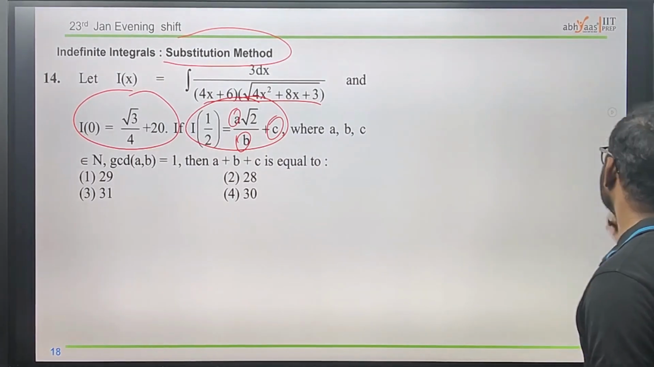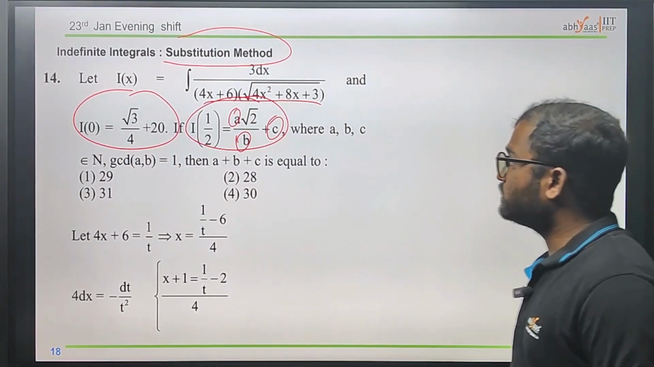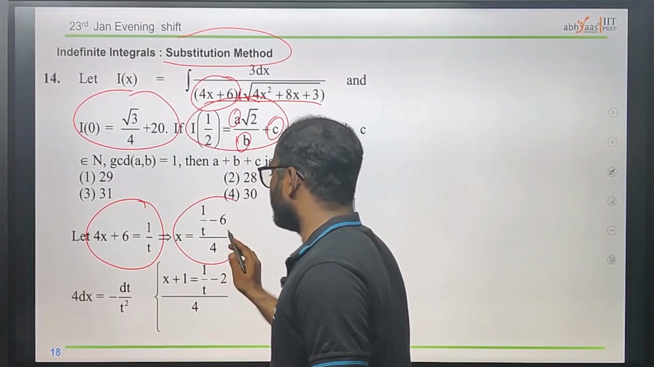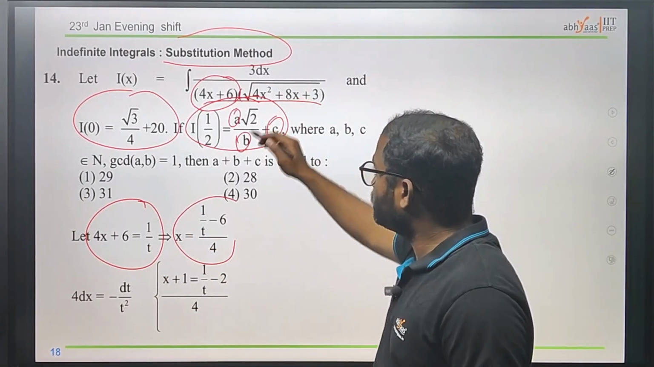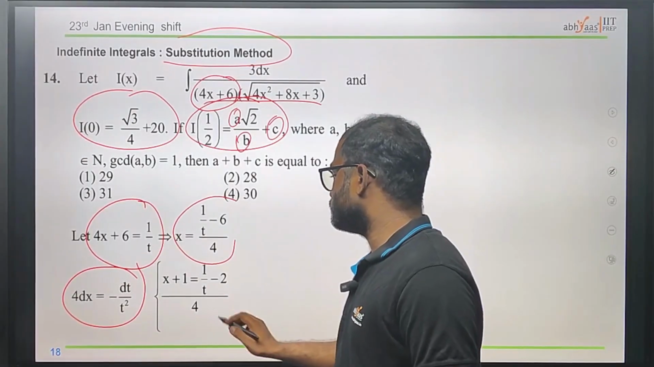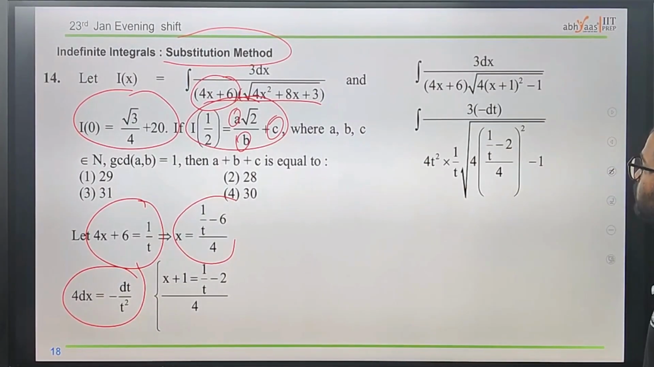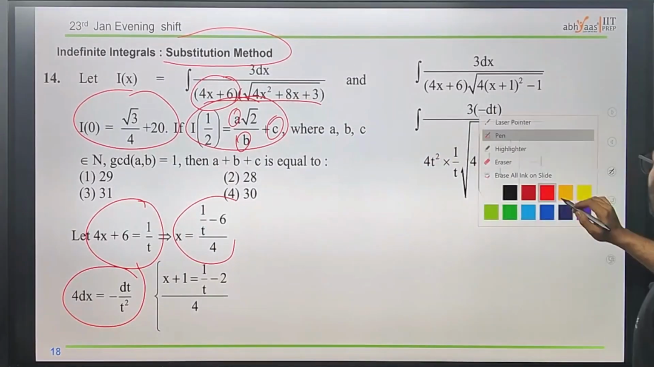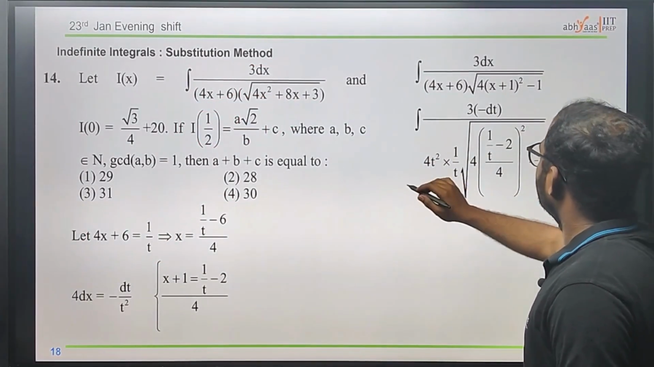Now here we substitute 4x plus 6 as 1 by t. After doing that, x can be substituted in place of this one. We will get dt by 1 minus dt by t square, which is this one. Then we substitute those values in place of whatever we have in the integration.